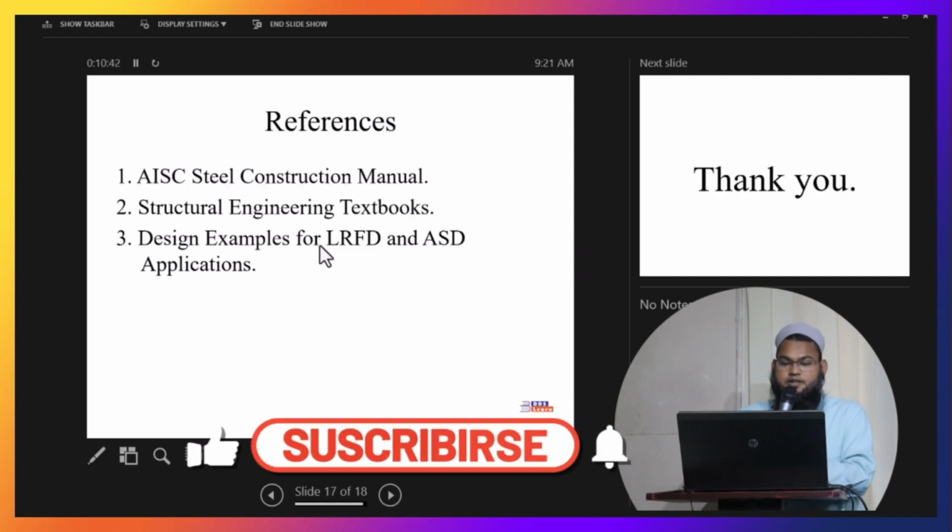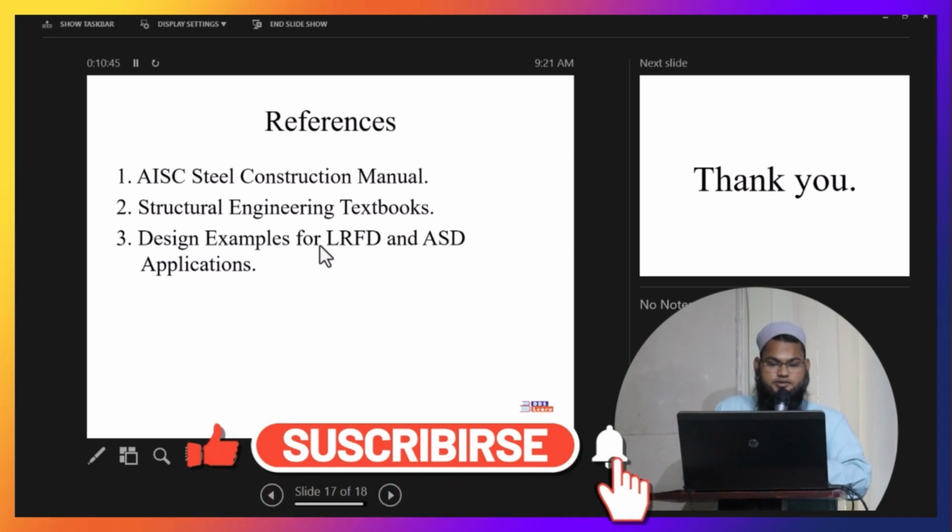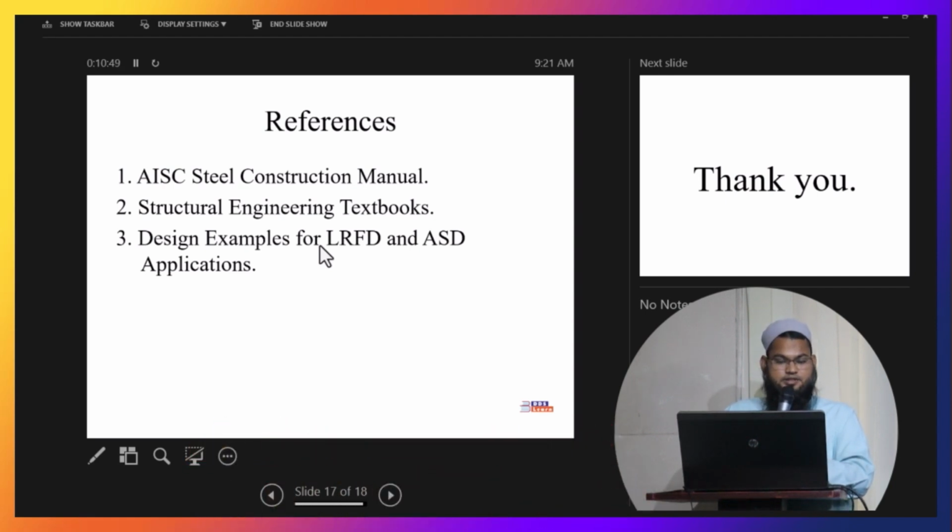Here are the references: AISC Steel Construction Manual and structural engineering textbooks, design examples for LRFD and ASD applications.